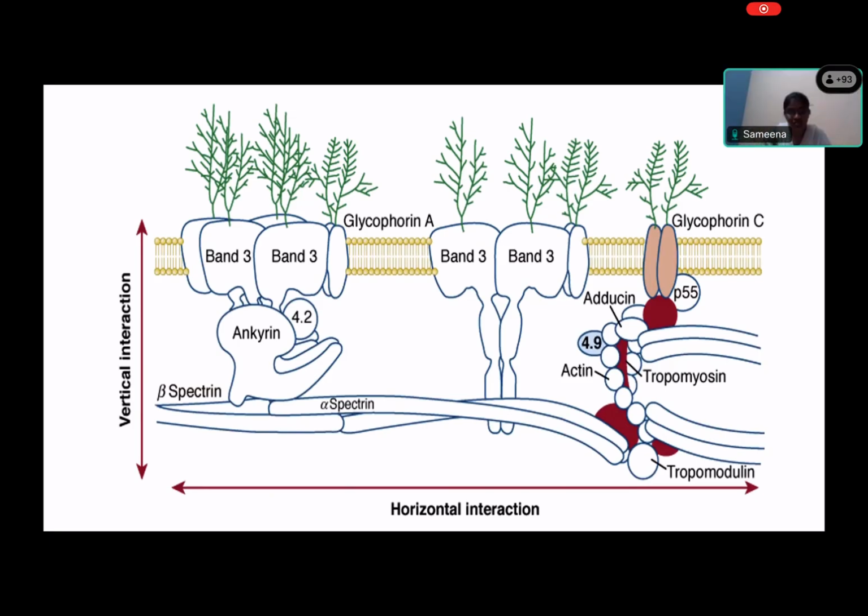This is a structural representation of the RBC membrane. Here we can see the vertical interaction between band 3 and ankyrin, and the horizontal interaction is given by the spectrins, alpha spectrin and beta spectrin.